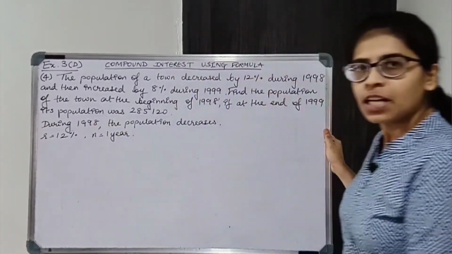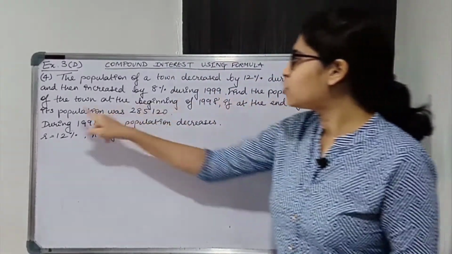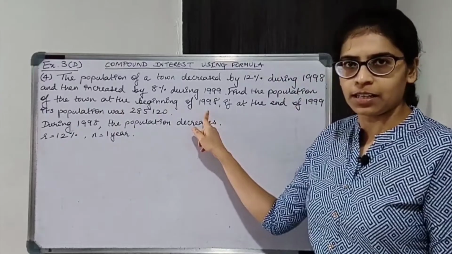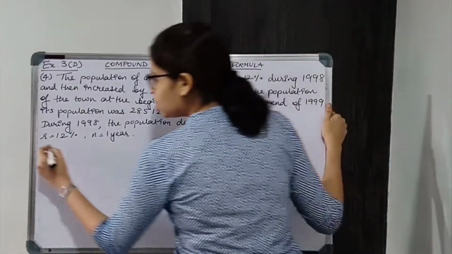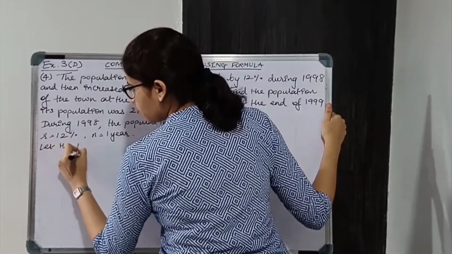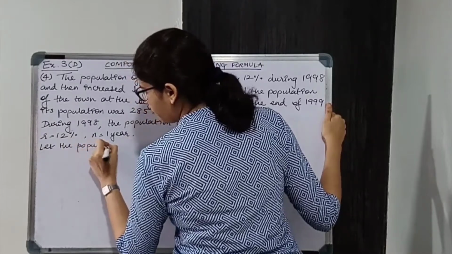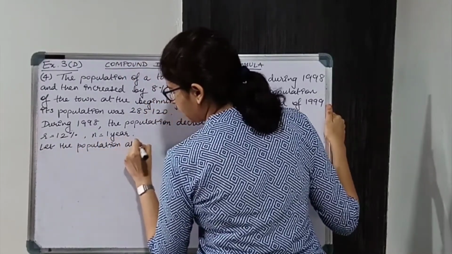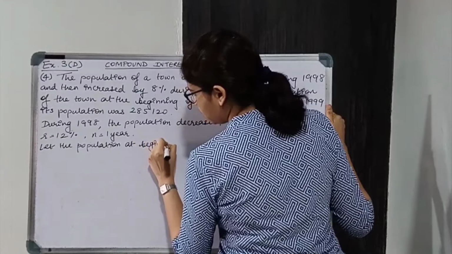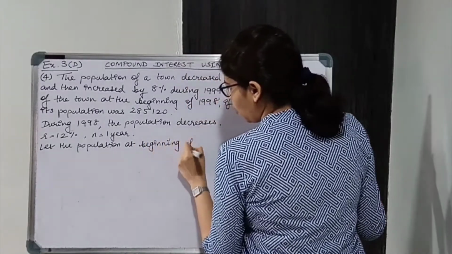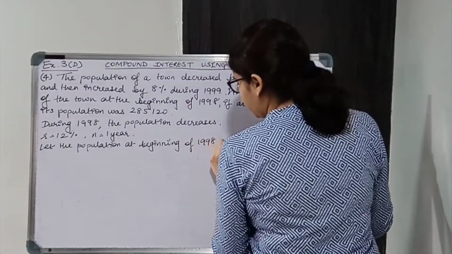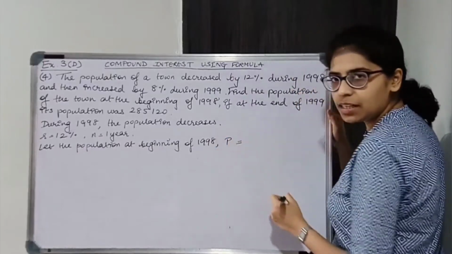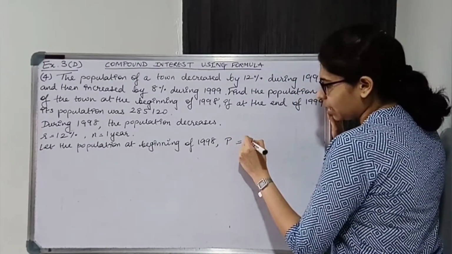All right. Now we have to find the population of the town at the beginning of 1998. So let the population at beginning of 1998, that is P, is equal to X.